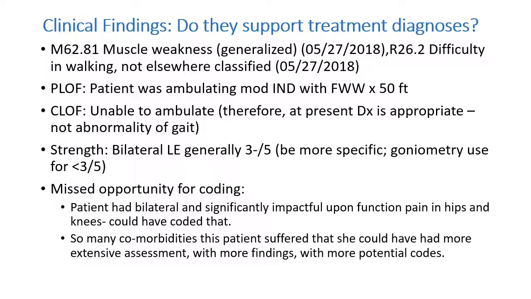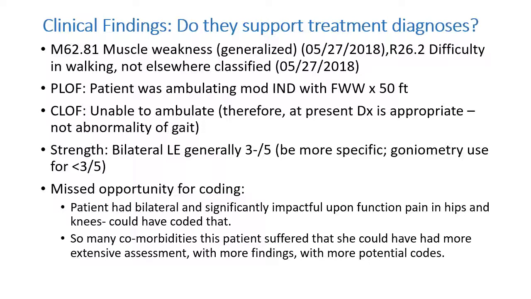3 minus out of 5 would be defined as anti-gravity movement greater than 50% of available range up to 99% of available range. Do you see how much leeway there is between those two measurements? There's a huge amount. So let's say you got the patient, they're 3 minus out of 5, they get through 60% of their available range. You work with them for a little while. Now they're at 90% of their available range. Well, they're still 3 minus, but you did show improvement because they are now recruiting their muscle fibers better. They're getting more active range of motion. If you don't use goniometry, though, you're not going to capture that, and that's important.